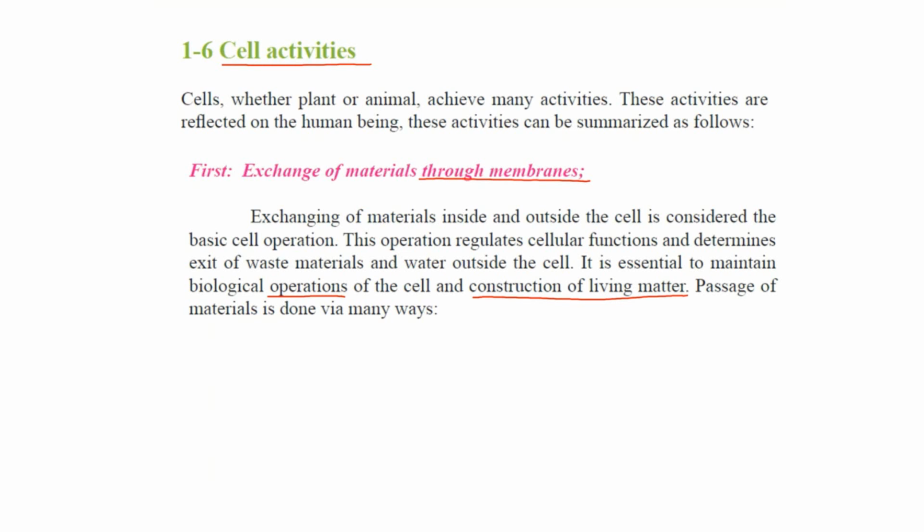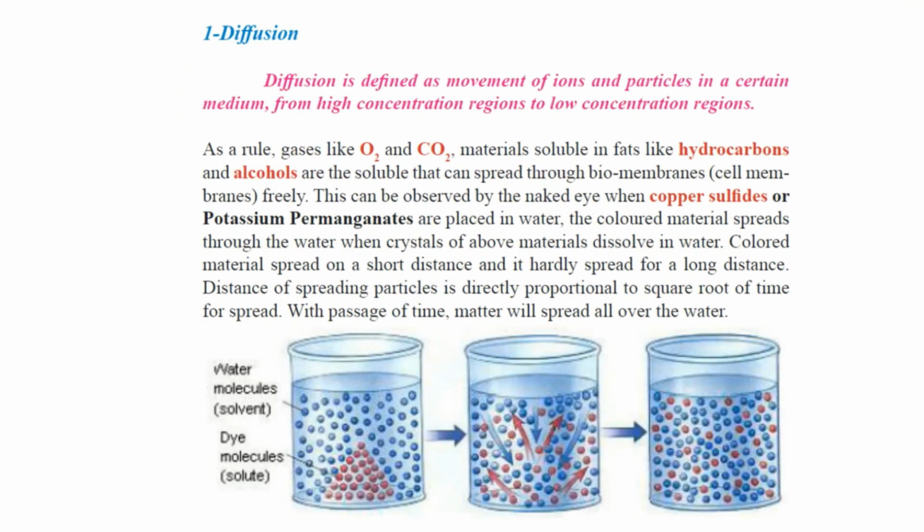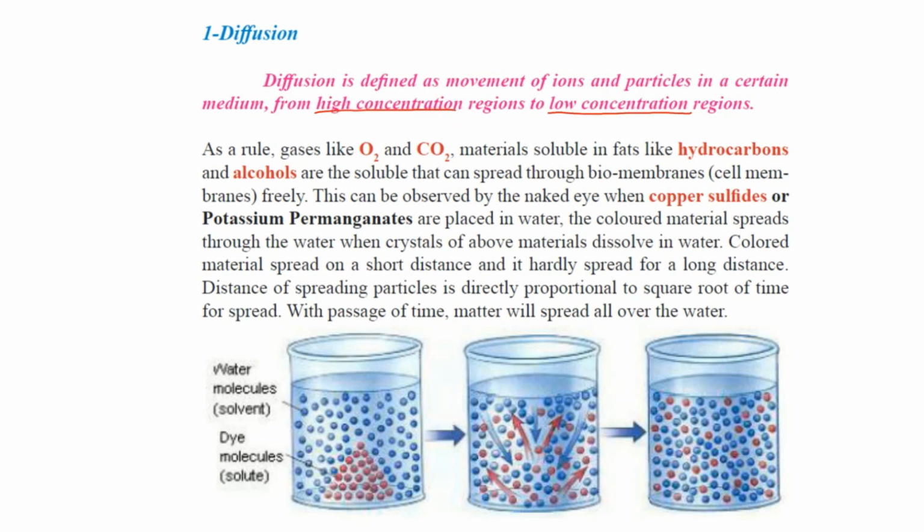Passage of material is done in many ways. The first one, diffusion. Diffusion is defined as movement of ions and particles in a certain medium from high concentration regions to low concentration regions. Important in diffusion, particles or materials always move from high concentration to low concentration. So diffusion can happen in living or non-living conditions without using energy.